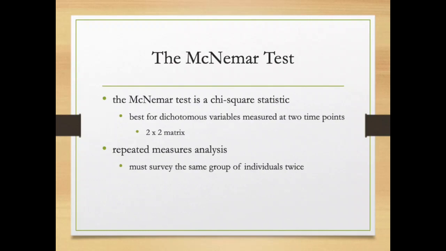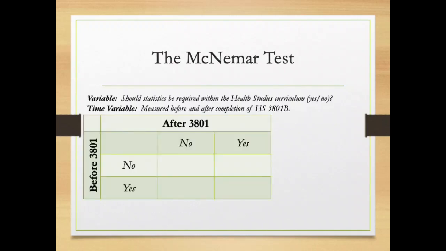The McNemar test is best used in the assessment of change over two time points on a single dichotomous variable. It's probably obvious that this is a repeated measures analysis, given that it's intended to evaluate change over time, but nonetheless it's worth underscoring that this analysis requires that you survey the same group of individuals twice. To introduce the McNemar test, we looked at a simple example.